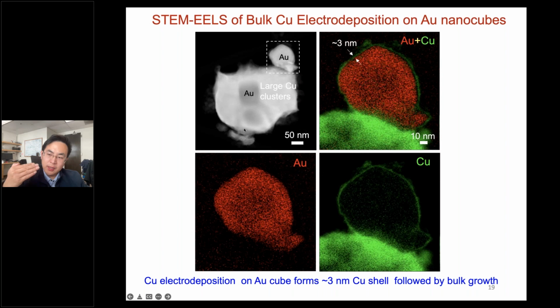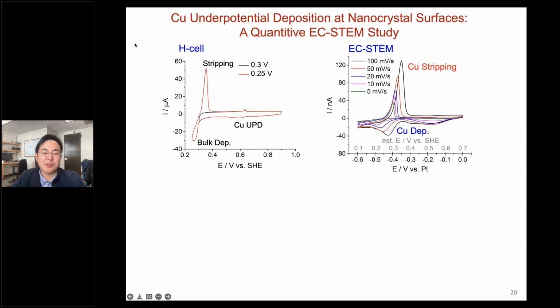So when we get into the bulk copper deposition, you can see here we are making a slightly thicker copper layer on the gold surface, and since then we can grow gigantic copper clusters with the gold as the seed. So that's in terms of the deposition of copper on the gold surface. Now let's look at the comparison between the H cell and the liquid cell system.